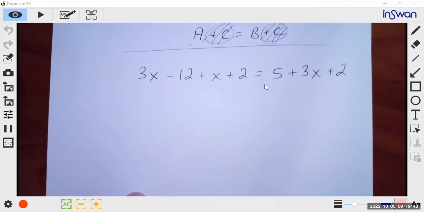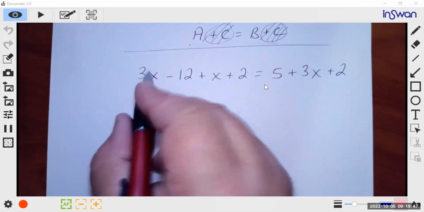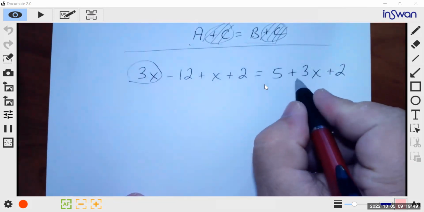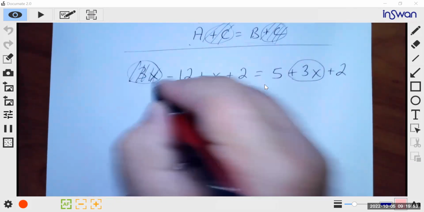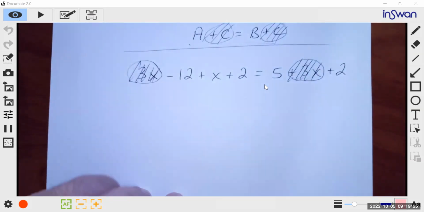What is the same on both sides? Well, here's a positive 3x. There's a positive 3x. I can get rid of both of those, because if I subtract 3x on both sides, they're gone.